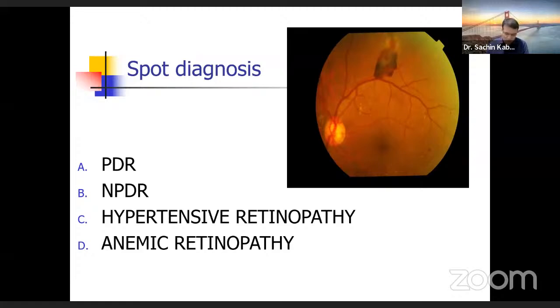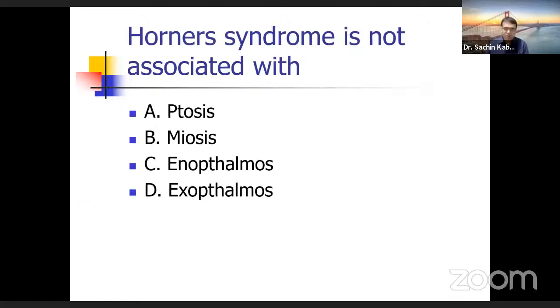Okay, the time is up. The obvious diagnosis is PDR, proliferative diabetic retinopathy, because there is NV which is bleeding, and it is definitely a proliferative condition. Moving on to the next question. Moving to neuro-ophthalmology now. Horner's syndrome is not associated with option A, ptosis, option B, miosis, option C, enophthalmos, or option D, exophthalmos. Time starts now.